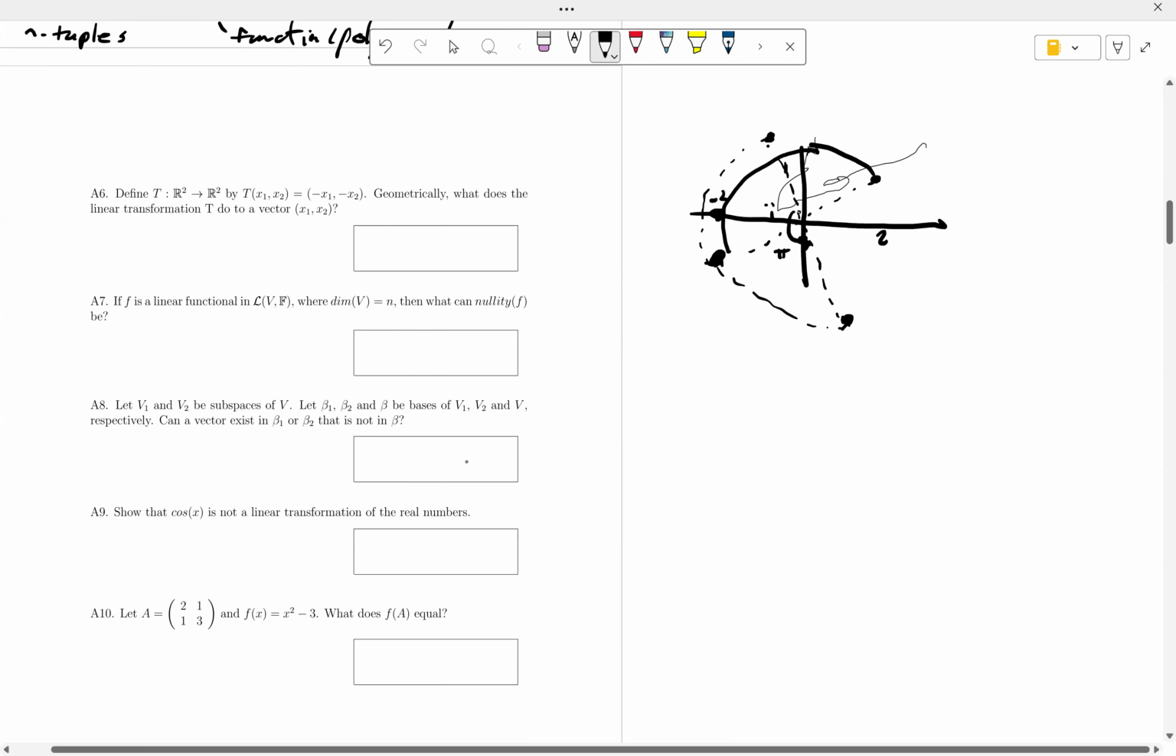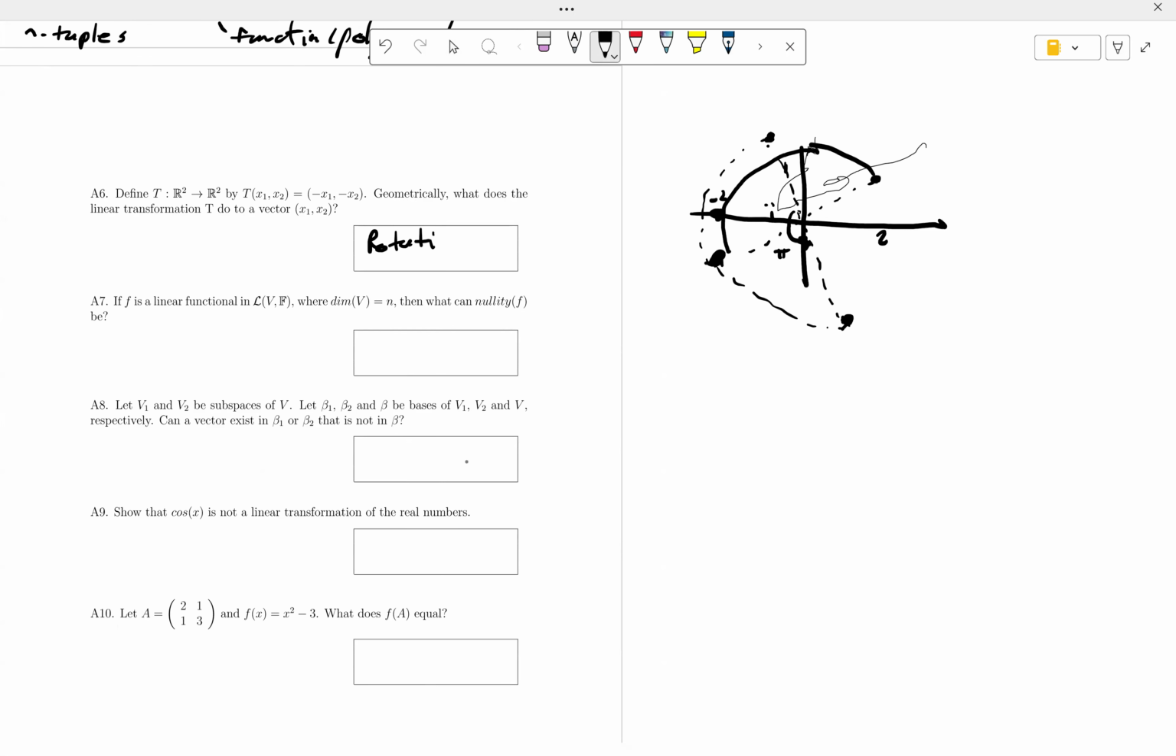So what's going on here? I have a rotation by pi radians. And what's nice is you don't have to specify if it's clockwise or counterclockwise because it's both.